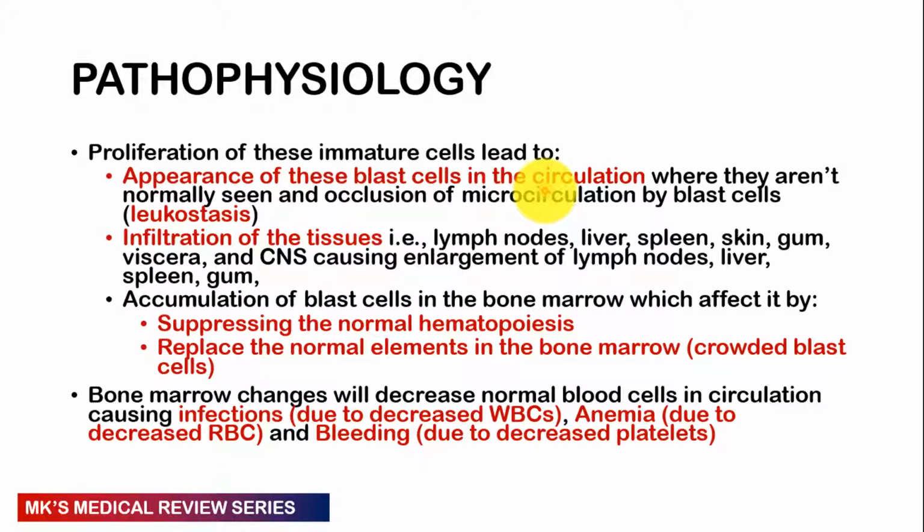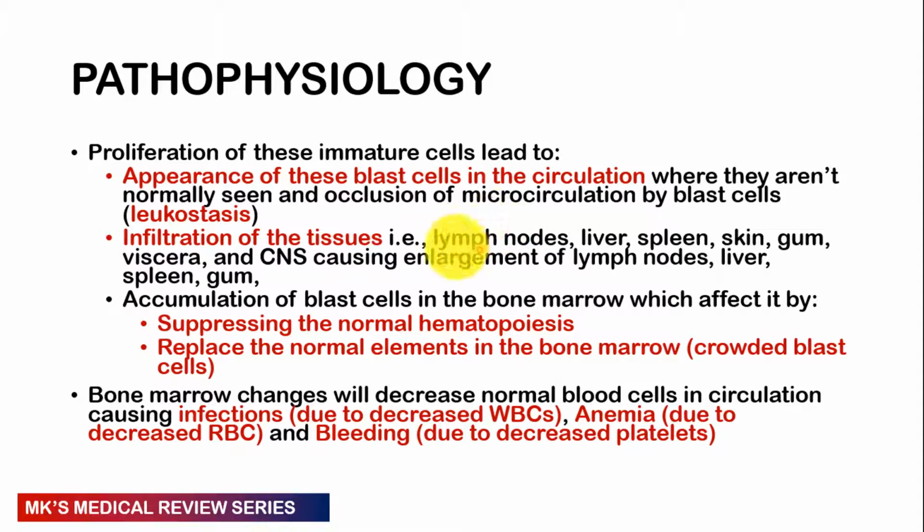Now, because you have this proliferation of immature cells, there are some implications. Number one, you're going to have these blast cells present in the circulation where they're normally not supposed to be. Sometimes you may have these blast cells actually blocking microcirculation, so you refer to that as leukostasis. Then you may get infiltration of the tissues. This is much more common in the acute lymphoblastic leukemias than in the acute myeloid leukemias.